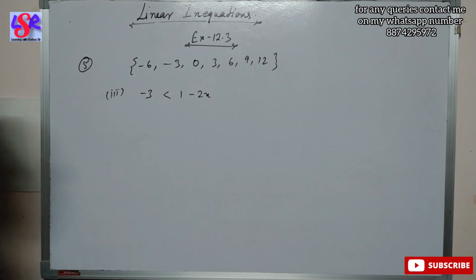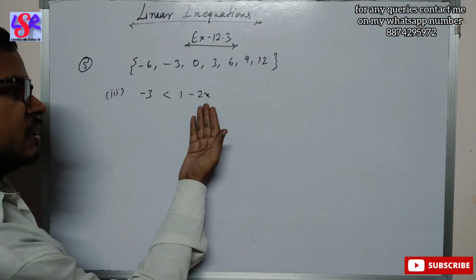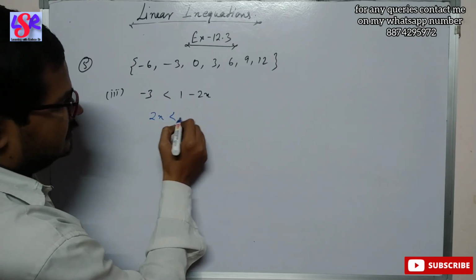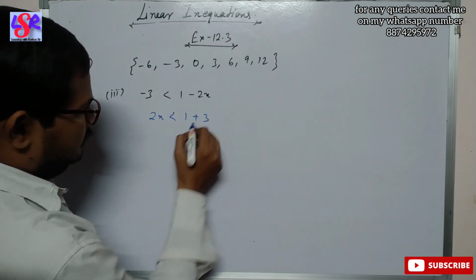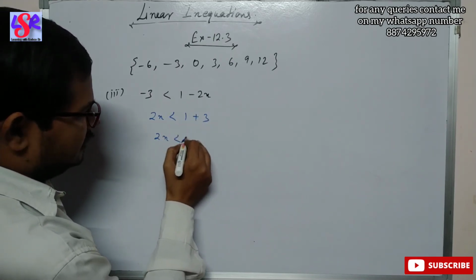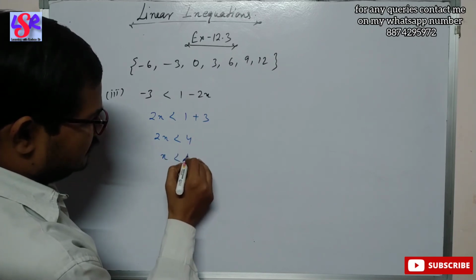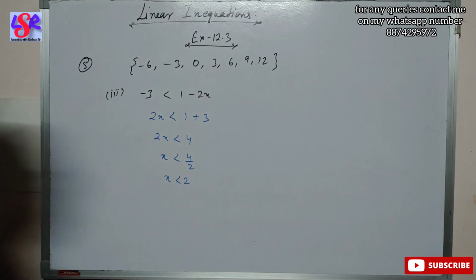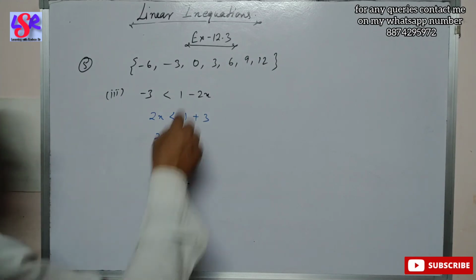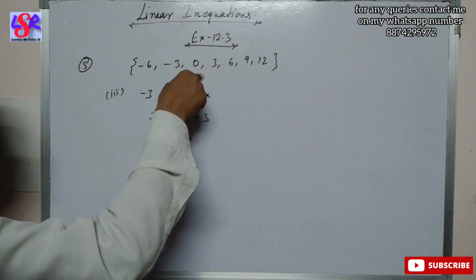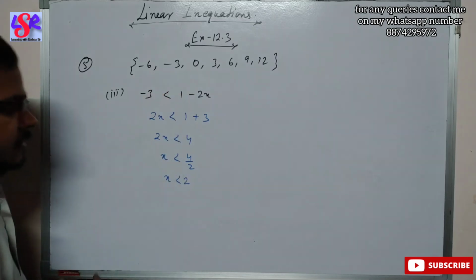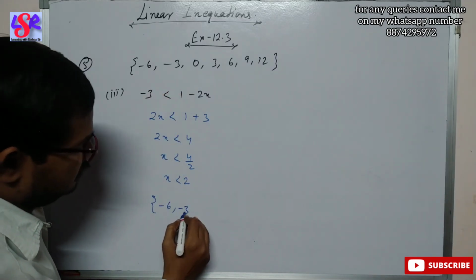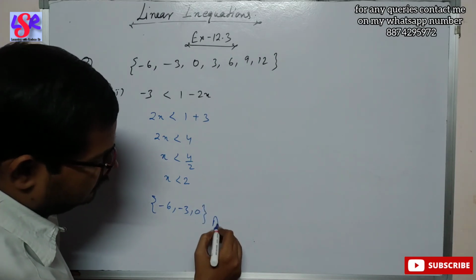Now let's see the third part. Here we are going to first transpose this minus 2 on this side and this will become 2x less than 1 plus 3 and this will be 2x is less than 4. So x is less than 4 upon 2, that is x is less than 2. Now x is less than 2. So we are going to take the numbers 0, minus 3 and minus 6. So minus 6, minus 3 and 0 is the answer for this part.